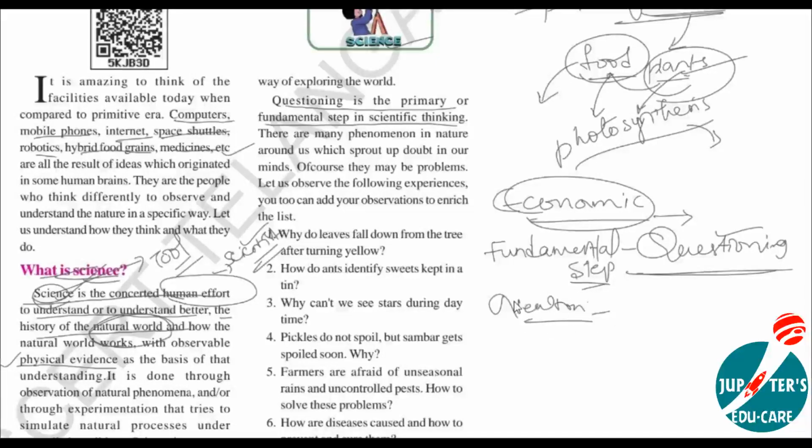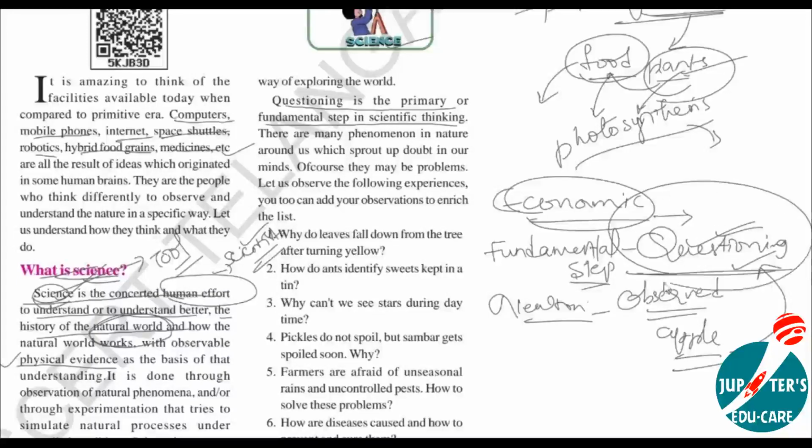Newton is a scientist. You know that when Newton sat under the apple tree, what happened? He observed the apple when it fell down. Then he wondered why it was falling down. Why is it not going up? First he observed the apple, and immediately he got a question, a doubt. What was his doubt? Why is the apple falling down? Why is it not going upward? Why is it coming downward? It's nothing but questioning, right?